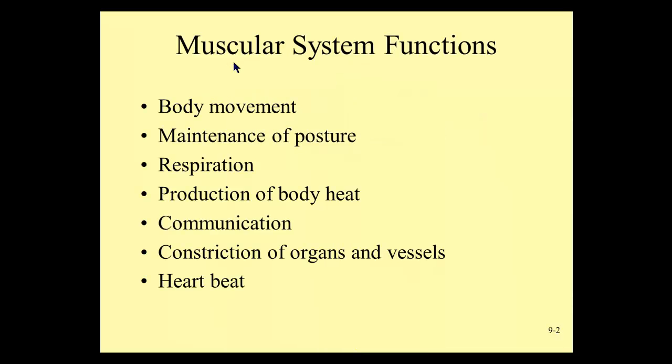So starting with the muscular system, looking at the functions that are unique to the muscular system. Body movement. We know that muscles attach to the skeleton, to the bones, to pull the bones at joints and create movement. So that's a very important function of the muscular system. Maintaining posture, we have muscles of the back and muscles of the abdomen that help hold us upright when we're walking. Respiration, we have the diaphragm, which is found as a border between the thoracic and abdominal cavities.